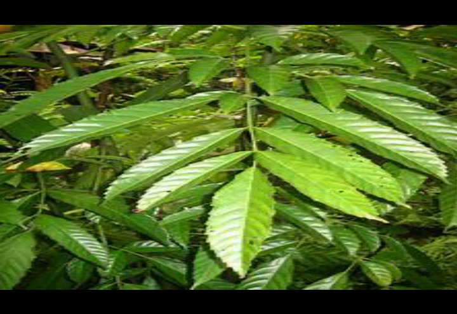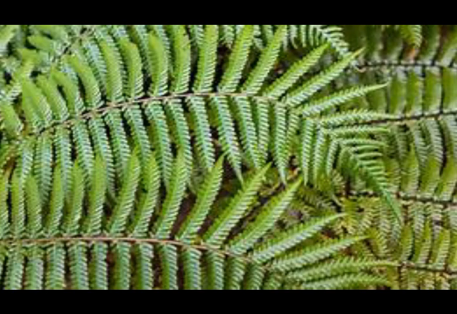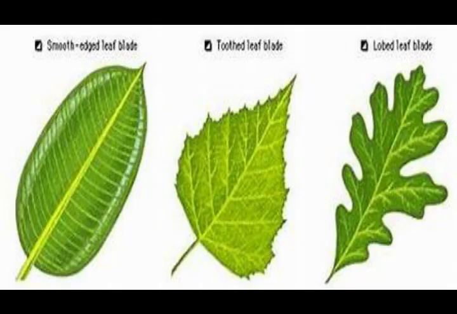The first one is leaf. Leaves differ in shape and size. Everybody has seen this. Different types of trees are there, and the leaves are different in their shape and size. They are generally green in color. The food of the plant is prepared inside the leaf in the presence of sunlight, water and air.